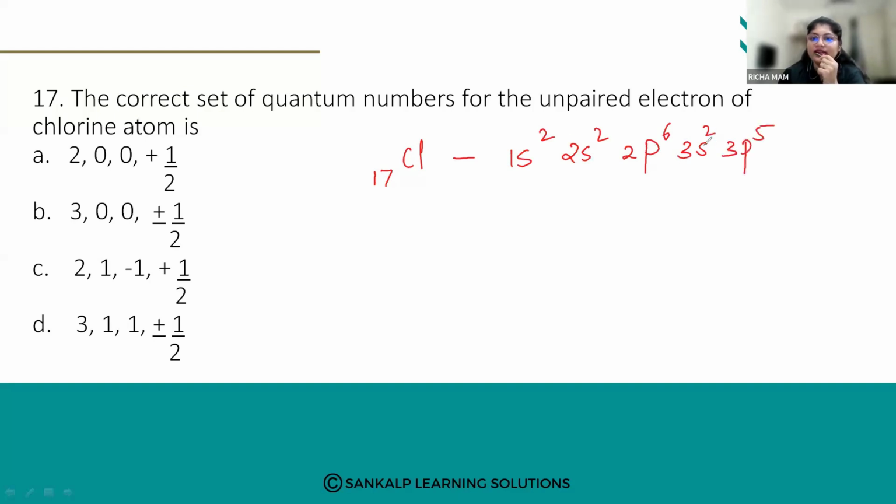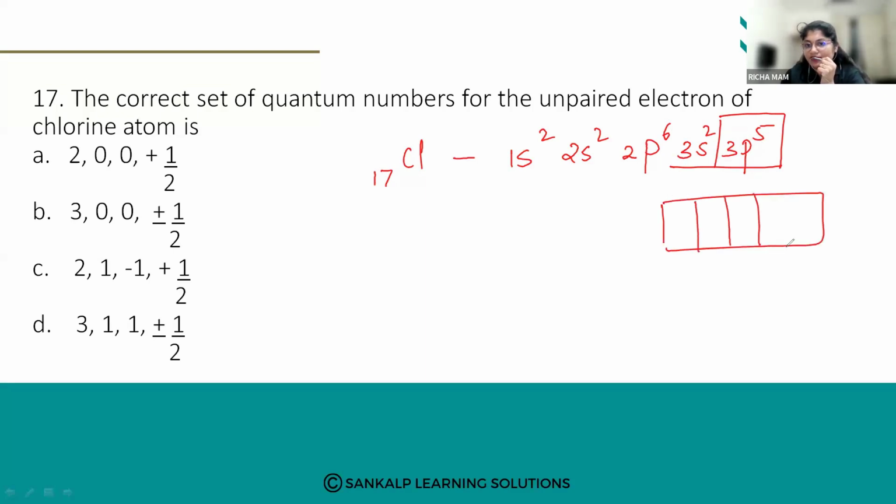See, 6, 7, 8, 9, 10, 11, 12, 13, 14, 15, 16, 17. Okay, so 3s2, 3p5 is the electronic configuration. So the unpaired electron is present in what? It is 3p5. Okay, so the unpaired electron of chlorine atom is in which? 3p5, right? 3p5 means what? 1, 2, 3, 4, 5. So here in 3p5, the unpaired electron is present.